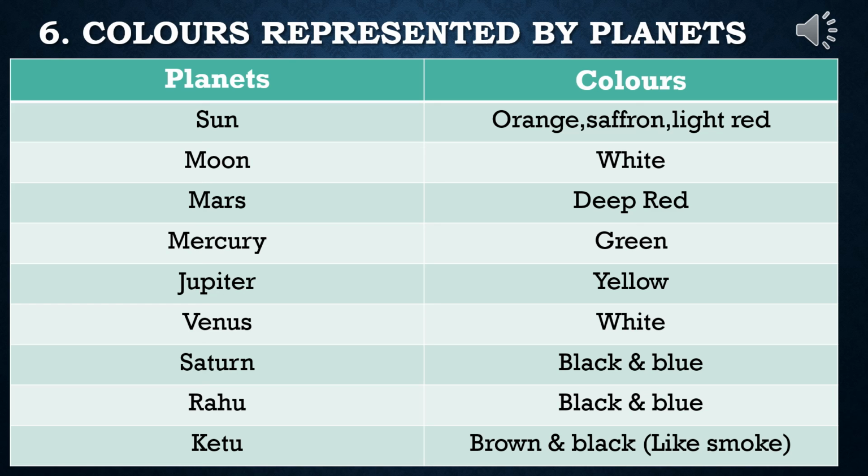Number 6. Colors represented by planets. Sun represents orange, saffron or light red. Moon represents white. Mars represents deep red. Mercury represents green. Jupiter represents yellow. Venus represents white. Saturn represents black and blue. Rahu represents black and blue. Ketu represents brown and black like smoke.